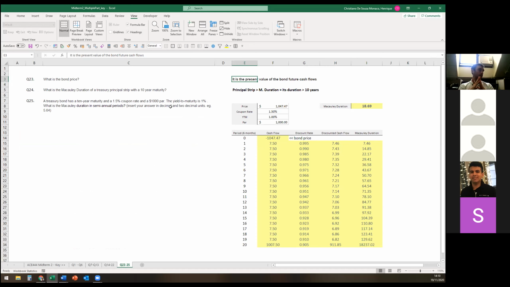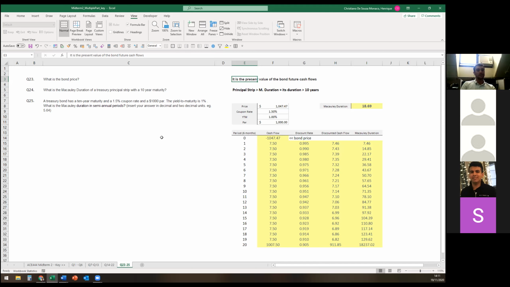Question 24: what is the Macaulay duration of a treasury principal strip with a 10-year maturity? For this one, you could have done all the calculations. However, remember the definition of the Macaulay duration: the weighted average of the periods in which this bond will make a payment. Now, this is a principal strip. If you look at the cash flows, you pay a price for it, and the par value is the only cash flow you get back, at maturity.